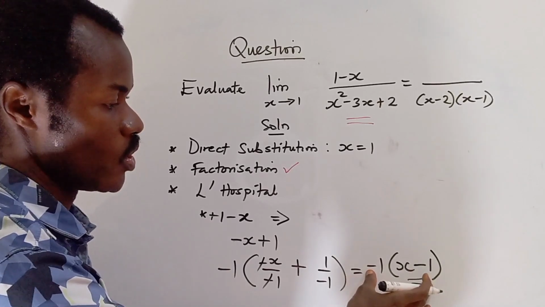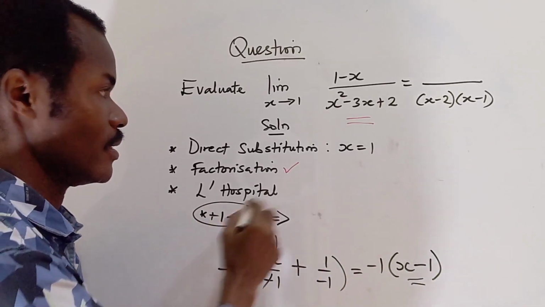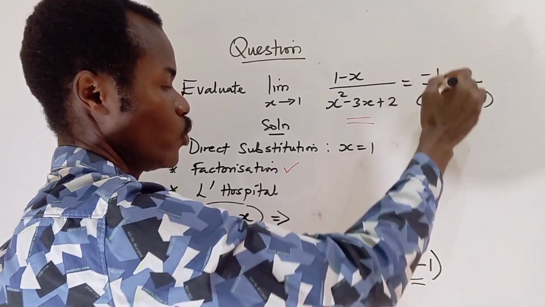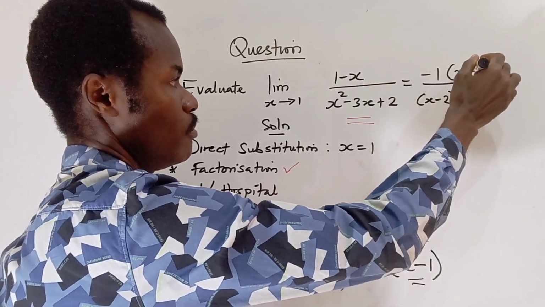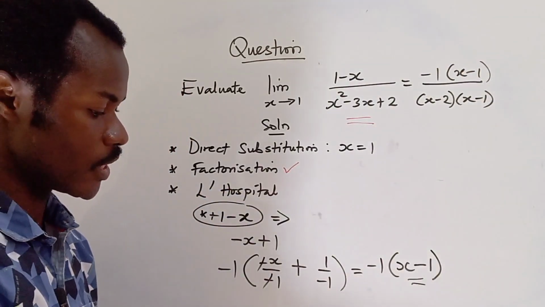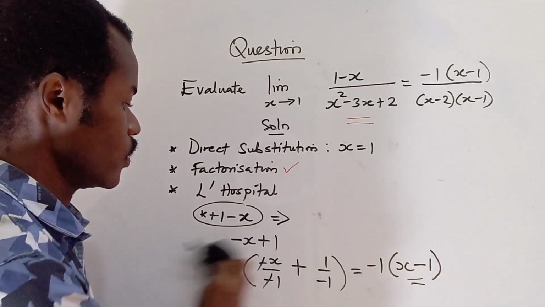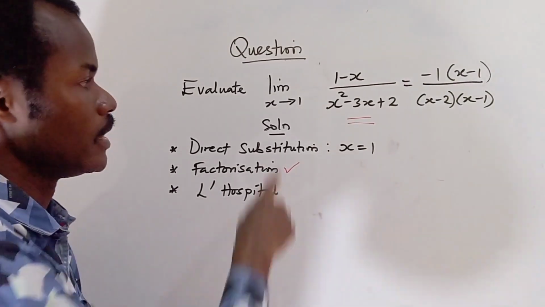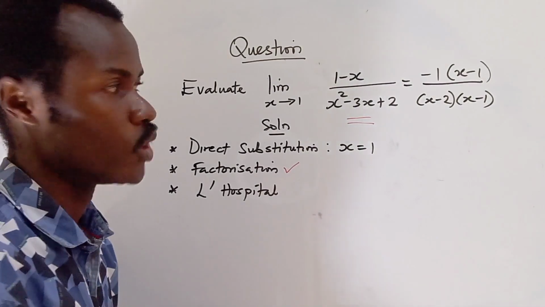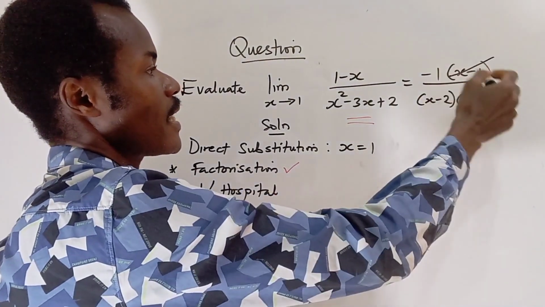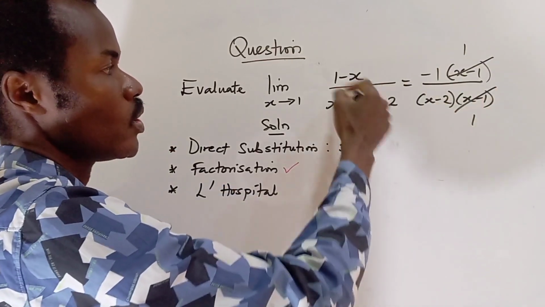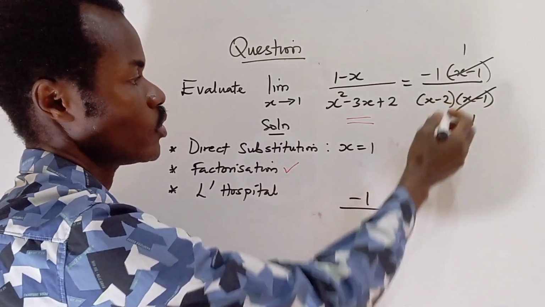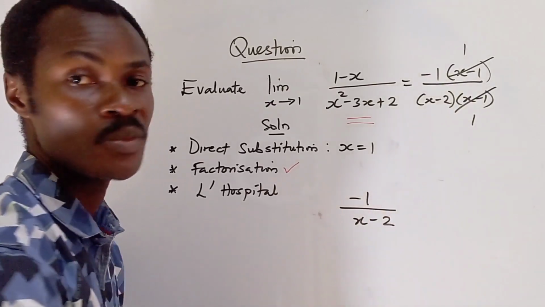So we can use all this to replace this up here. So we have this as what? Minus 1 multiply x minus 1. Okay? Now that we have that, we can now solve the limit as x approaches 1. Okay? So now this can cancel out this, which is 1, 1. So all this means what? Minus 1 over x minus 2. All right?